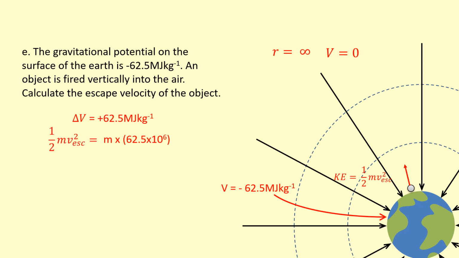And as you can see now, the m's actually cancel out. So it doesn't matter what the mass of the object is. Obviously, we're making a lot of assumptions, like we're ignoring air resistance and so on. Okay, so if we rearrange this, we bring the 2 to the other side and then square root it to get the escape velocity, we get 11,180 meters per second, or in other words, 11.2 kilometers per second.